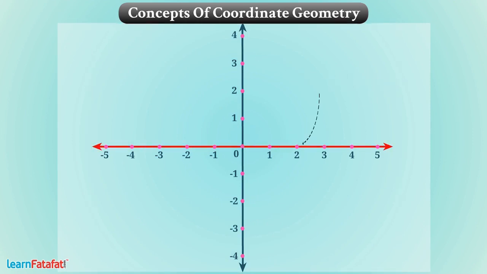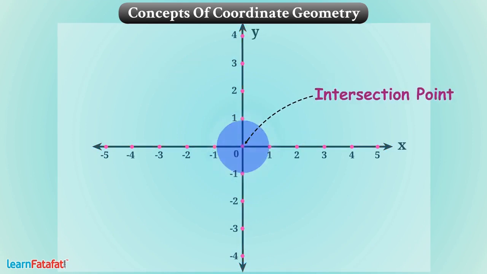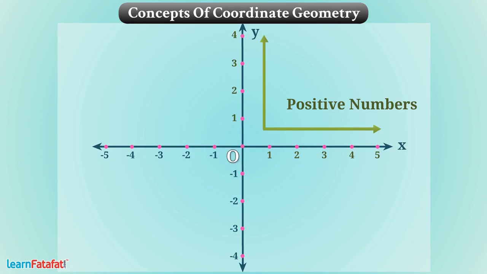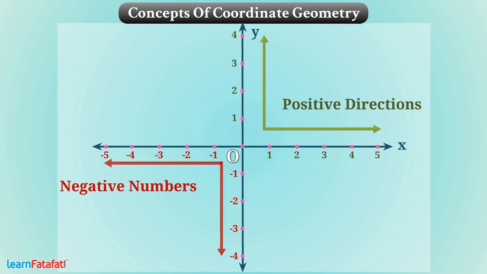The horizontal line is called the x-axis and the vertical line is called the y-axis. Their intersection point is called origin. Let it be O. There are positive numbers to the right of the origin and in the upward direction of the origin. Therefore, we call these directions positive directions. Whereas, in the direction to the left of the origin and in the downward direction, there are negative numbers. So, we call these directions negative directions.